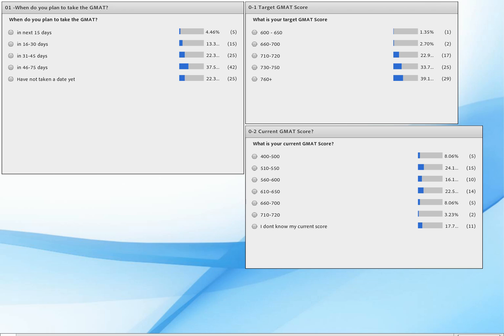And with regards to the current GMAT scores, what I really see is the biggest segment is in the 510 to 550 range. And then we also have a similar number of people in the 610 to 650 range as well.